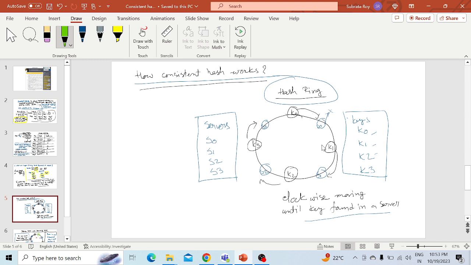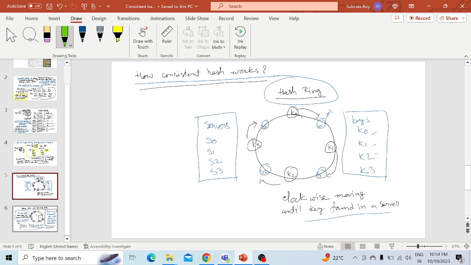And then the movement happens clockwise, right? So if I need to find a particular key, I will move clockwise and I'll find it. If I have to look for K0, I will move clockwise and I'll find it. So that's how consistent hashing works.